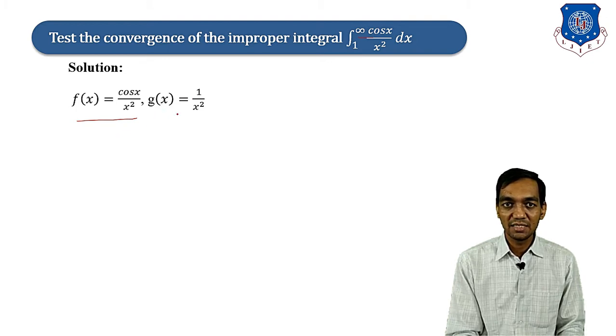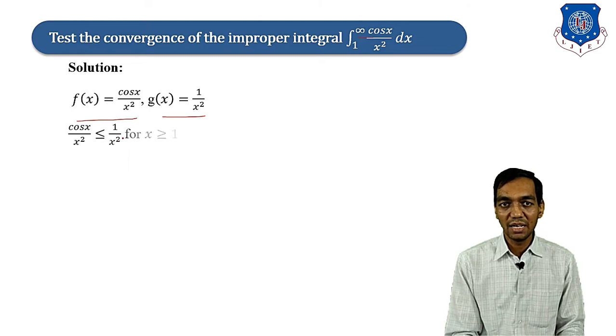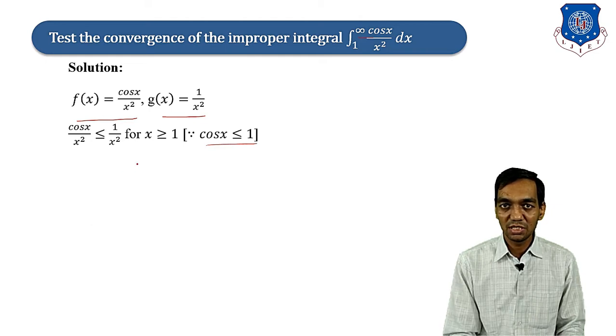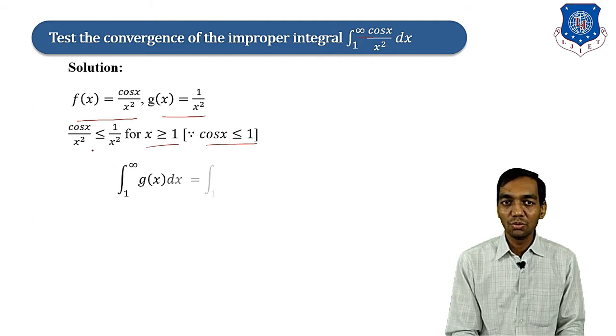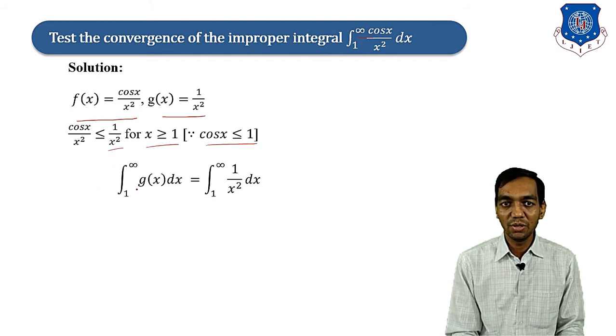So this is your f(x), cos x upon x squared. We are going to take g(x) equal to 1 upon x squared, correct? And as we are aware, cos x is less than or equal to 1 because the maximum value of cos is 1. So we are going to write that cos x upon x squared is less than or equal to 1 upon x squared, as x is greater than 1, correct? Now the larger integral, 1 upon x squared, that means the integral from 1 to infinity of g(x) dx, which is the integration from 1 to infinity of 1 upon x squared dx.